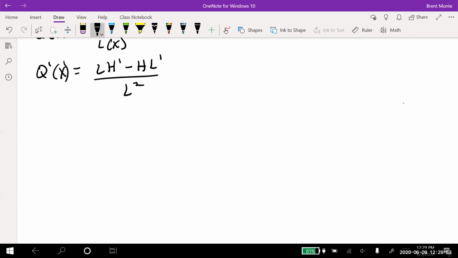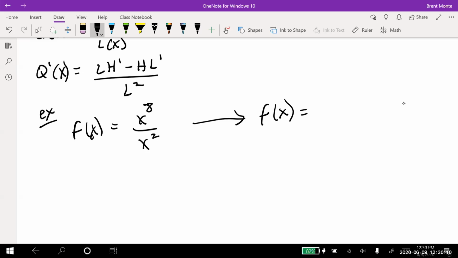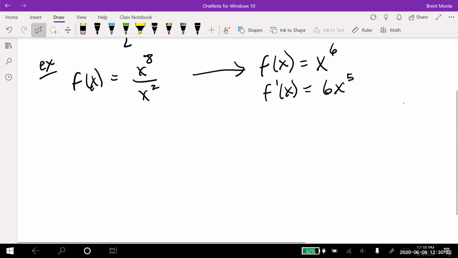So if I start off and say I've got, for example, let's do x to the 8th. So we'll do f of x is x to the 8th over x squared. And I picked something that we could easily simplify. I know this function really, I would subtract those exponents and I get x to the 6th. And the reason I like this is because I know the derivative should end up being 6x to the 5th. The problem is I can't always simplify first, so I need a rule to be able to take the derivative. Let's make sure this rule works.